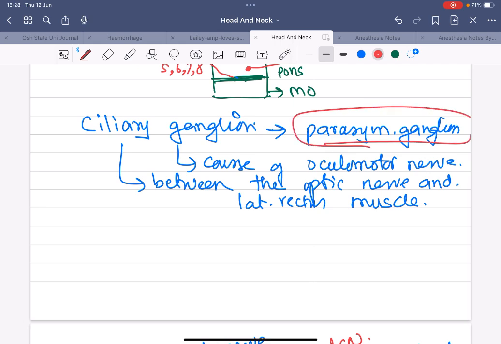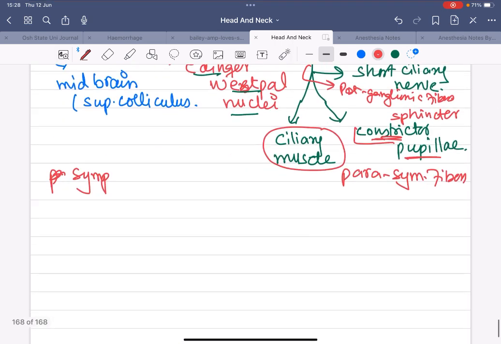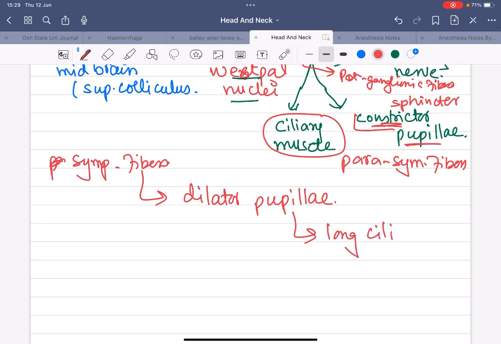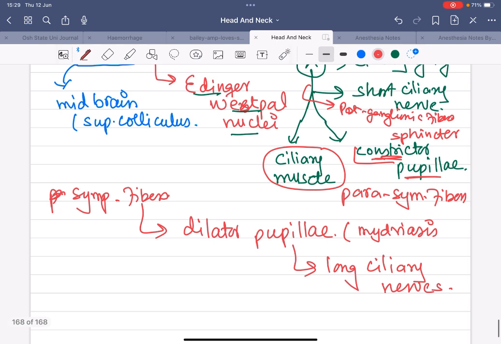Now the sympathetic fibers go to the dilator pupillae. There is one more muscle, the dilator pupillae, and it is supplied through the long ciliary nerves. These sympathetic fibers to the dilator pupillae cause mydriasis. What will the constrictor pupillae do? It constricts, so it causes miosis. The dilator pupillae causes mydriasis.